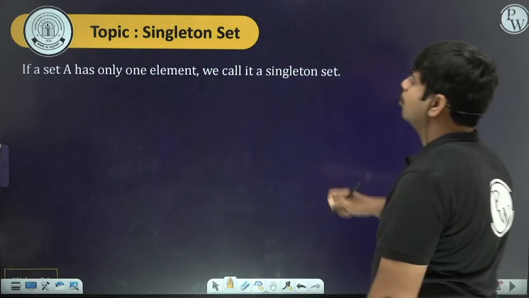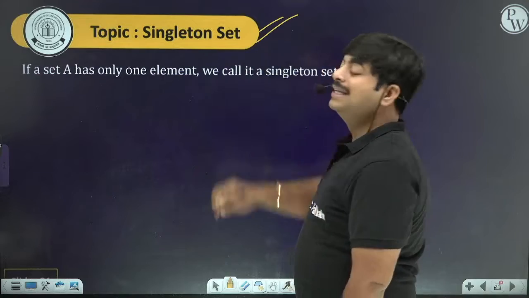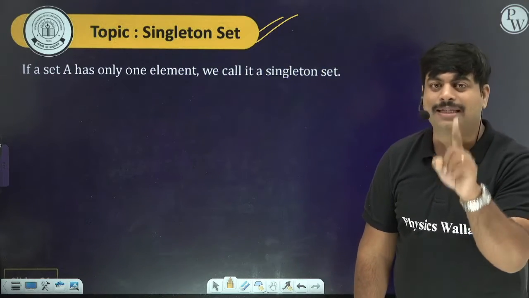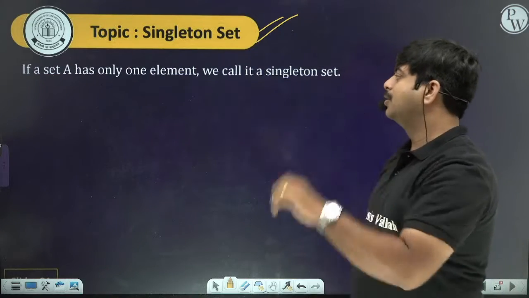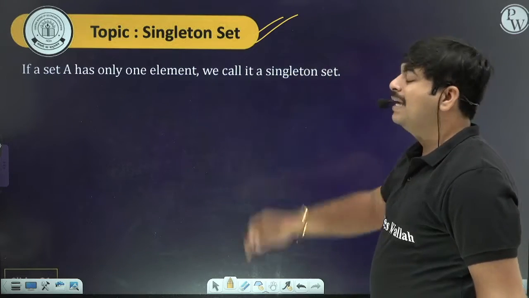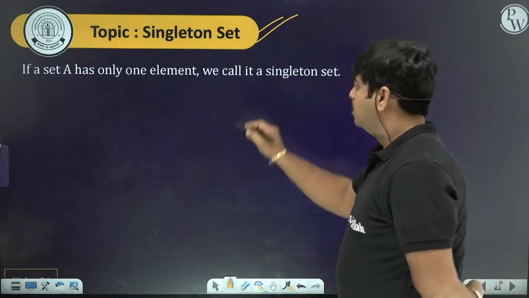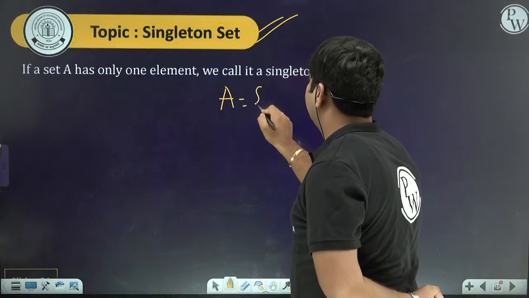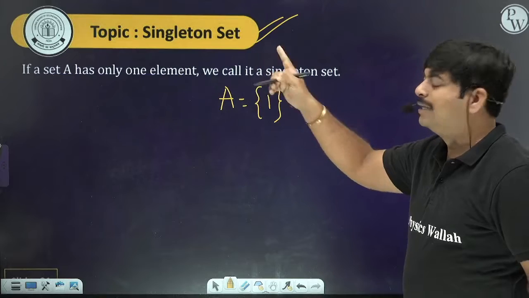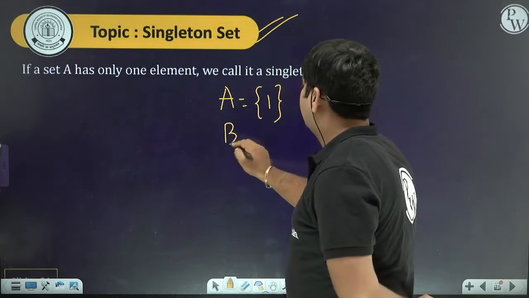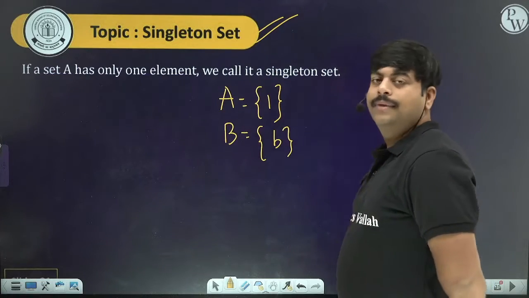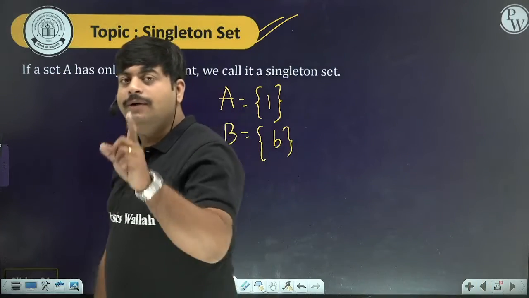So the next concept we are going to move forward with is the singleton set. The name itself says it. Singleton means it has only one element. If a set A has only one element, we call it a singleton set. Let's say A is equal to just the element 1, then it is called a singleton set. Just the element, let's say, small b, that is a singleton set.